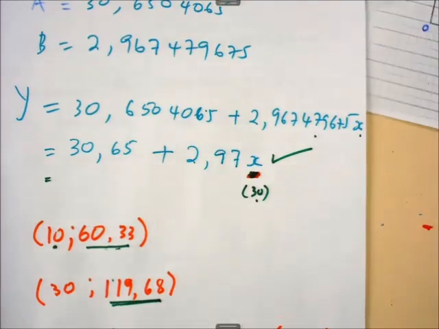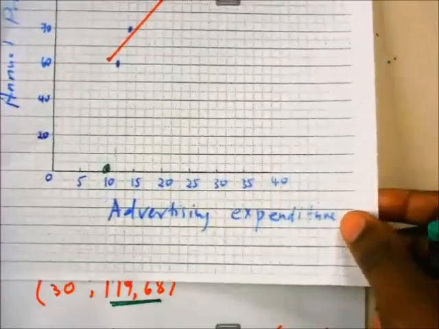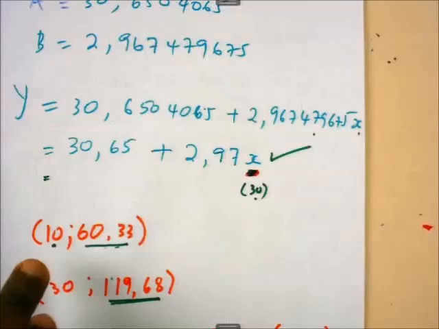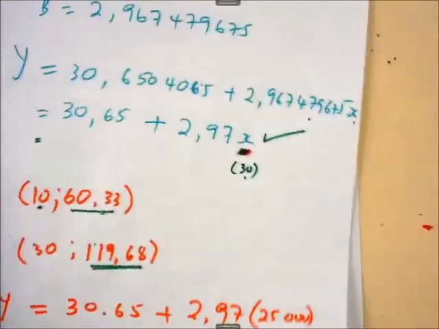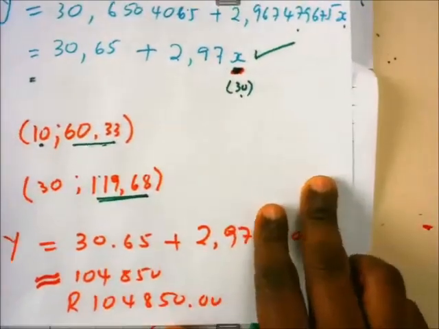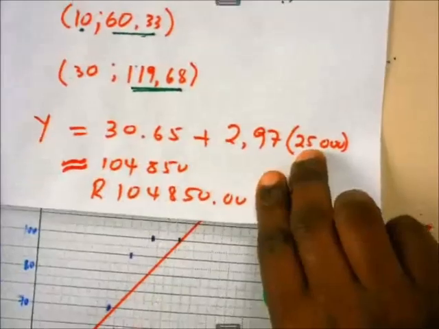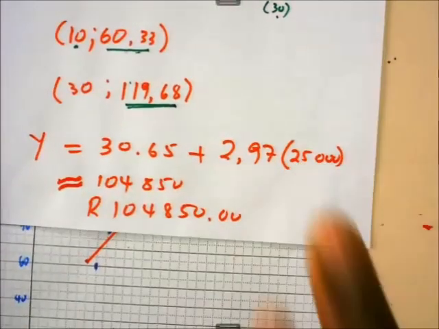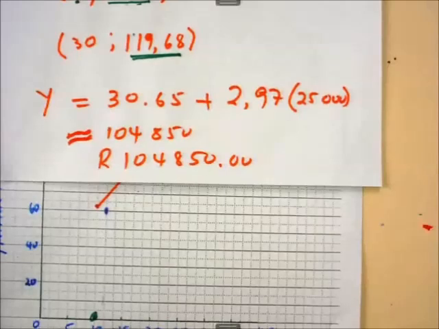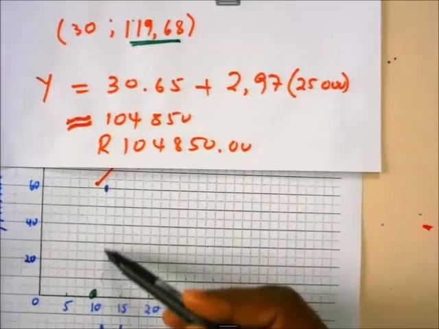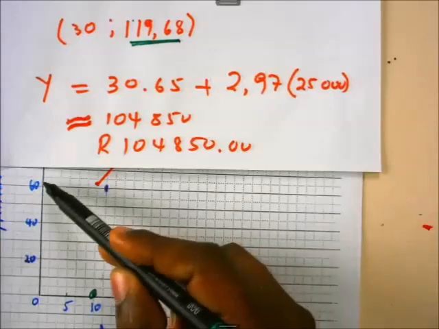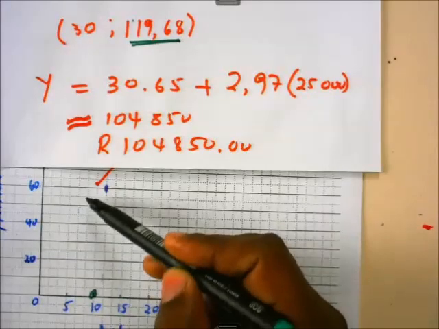So to draw the line, you have those 2 points. To draw the line now, remember, where are we now? Let me go a little bit up. Remember that at 10, we had 60 point something. When we substituted 10, we had 60. Do you remember that? 10 gave us 60.